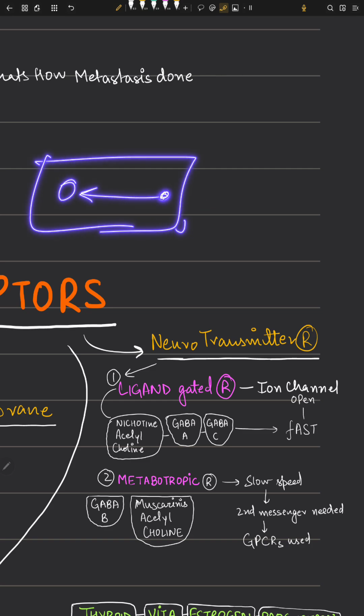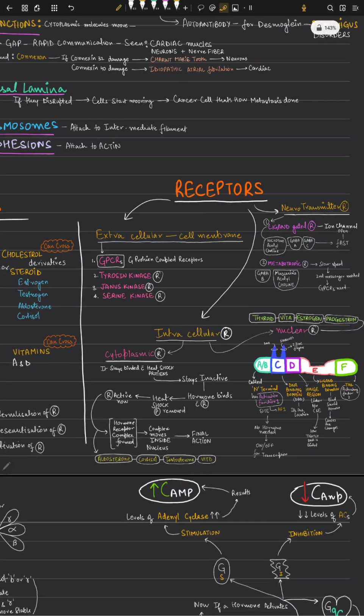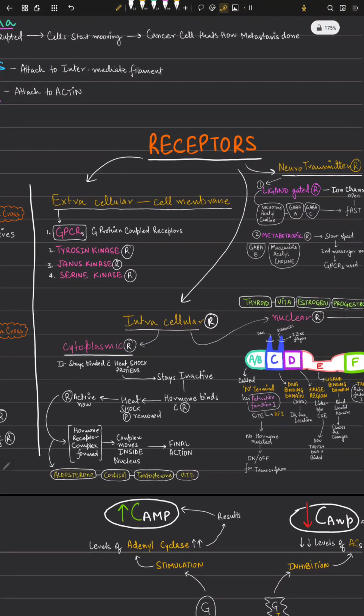So this inside player is called the second messenger, and this outside player is the first messenger. Now you understand first and second messenger.